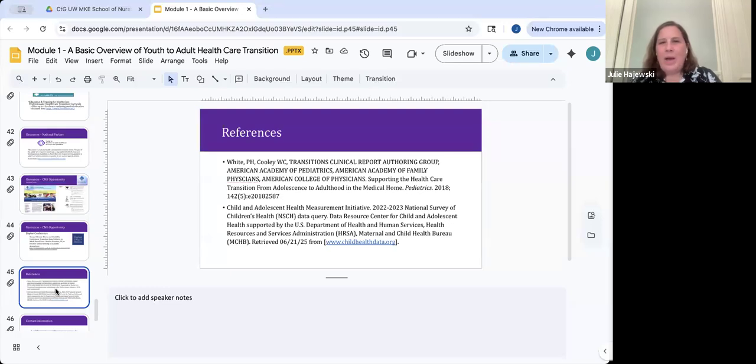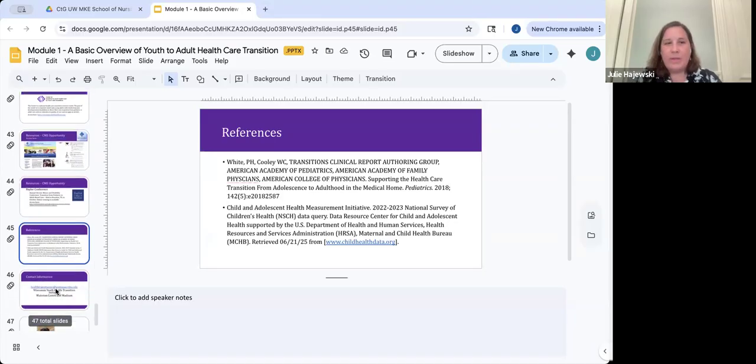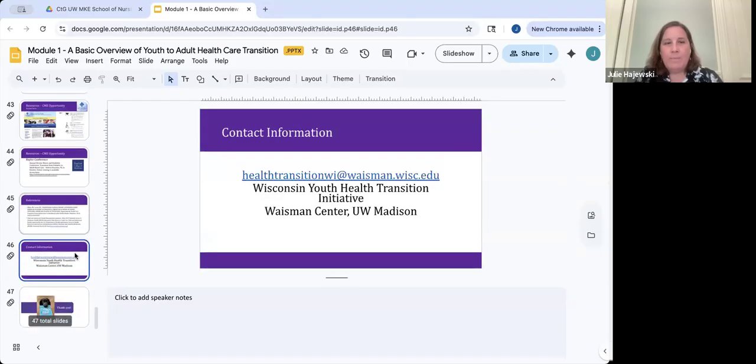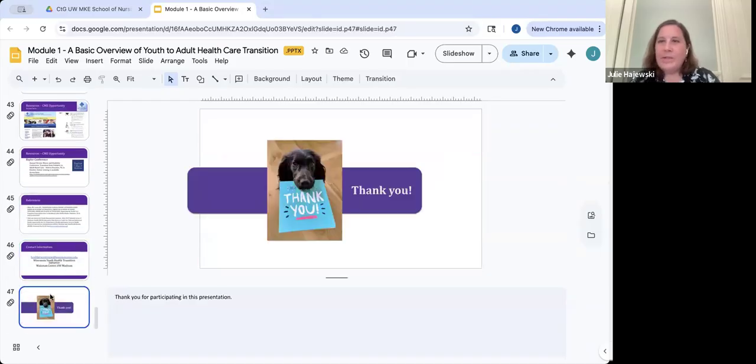References wise for this, we have the White and Cooley article, which is where the majority of this content comes from. And then just the resource for the Child and Adolescent Health Measurement Initiative, where some of that data came from for state level. And so that is module 1.